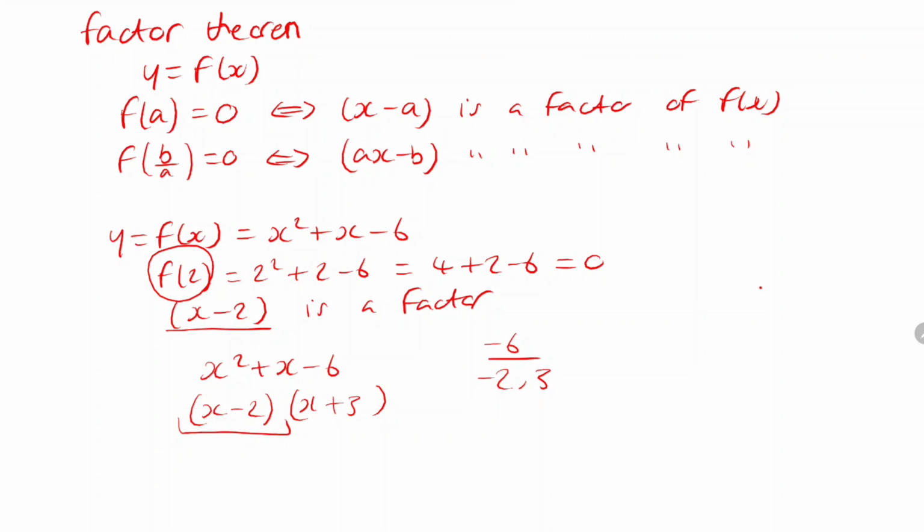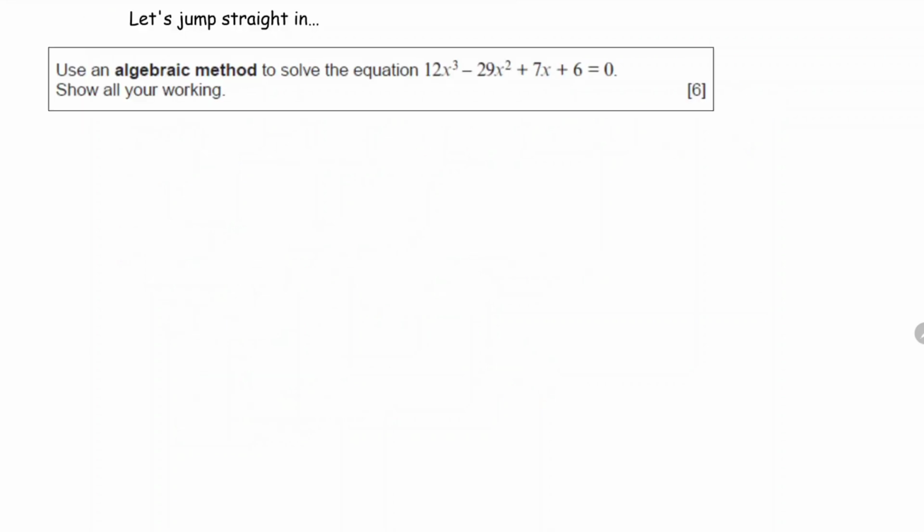Okay, so we're going to look now at how we might apply that. You might want to pause the video and write this question down, but we're going to jump straight in with it. So our function, or f of x in this question, is equal to 12x cubed minus 29x squared plus 7x plus 6 equals 0. Now what I want you to do is substitute numbers into this function and see if you can obtain a value of 0.